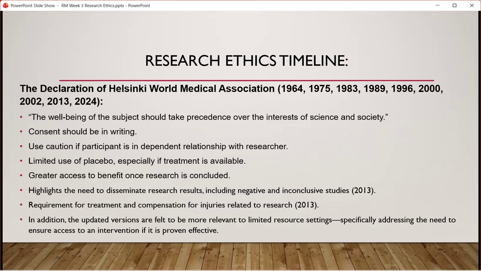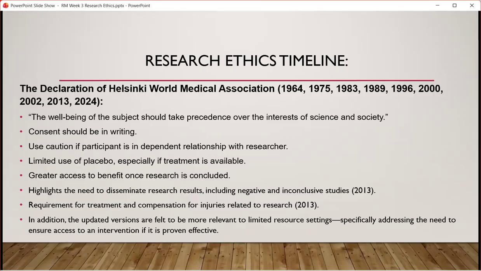declaration that talks about the well-being of the subject should take precedence over the interests of science and society. Consent should be in writing. You need to be using caution if the participant is in a dependent relationship with the researcher. There's a limited use of placebo, especially if treatment is available. There's a greater access to the benefit once the research is concluded. So if there was a particular group that didn't necessarily have benefits during the research, they should, post the conclusion of the research, have access to that.